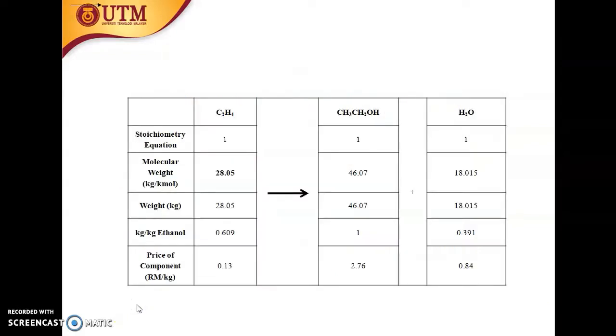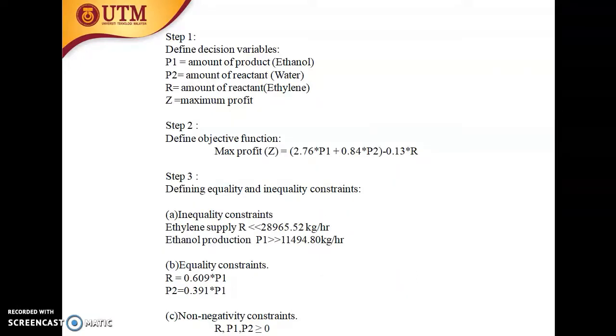This is a stoichiometric table for ethanol production. There are a few steps in this process optimization. First is step 1, which is to define the decision variables. We label P1 as the amount of product, which is ethanol, P2 as the amount of reactant, which is water, R as the amount of reactant, which is ethylene, and Z as the maximum profit.